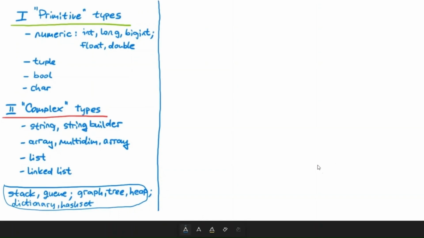Last time, we stopped at the division into primitive and complex data types. Primitives are numbers, tuples, bools, chars, while complex types are strings, arrays, lists, and so on. Now, let's take a look at a couple more data structures to finish the systematization.